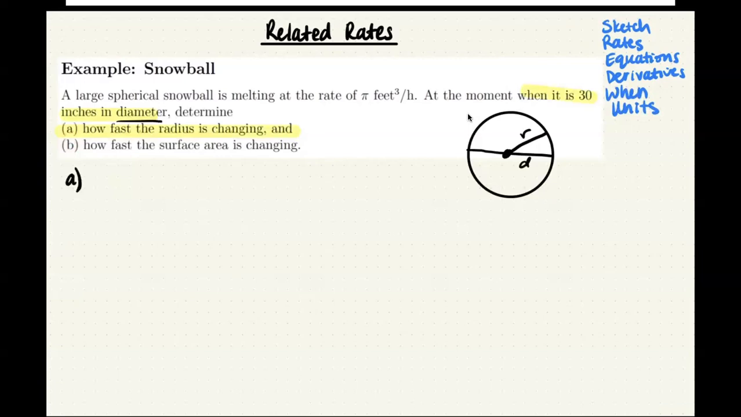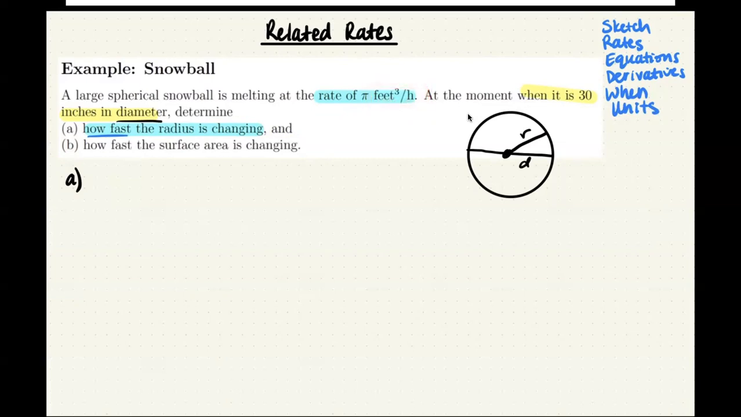We did our sketch. Now we want to write down our rates. Usually when I think about writing down the rates, I ask myself, what am I told and what do I know? What we're told is that the snowball is melting at a rate of pi feet cubed per hour. What we want to know is how fast is the radius changing? When you see the words "how fast" or things related to that, it's like a rate. We want to know the rate at which the radius is changing. So we're told this rate in the problem, and I want us to take a look specifically at the units here. The units are feet cubed per hour.